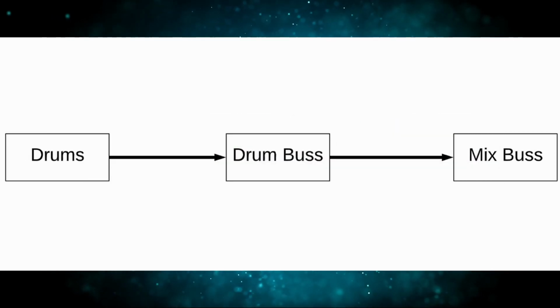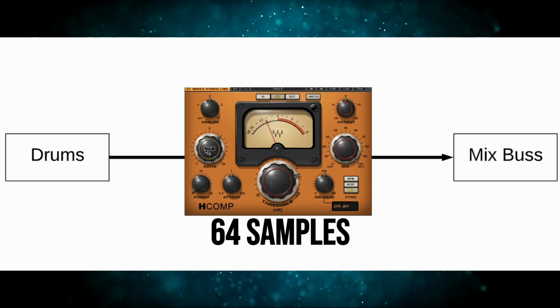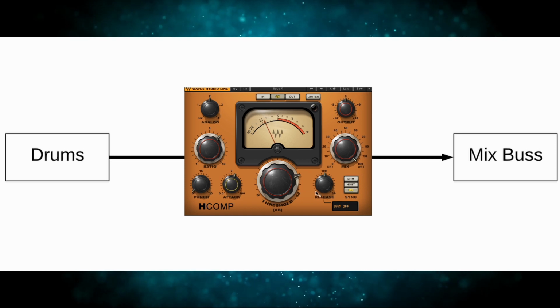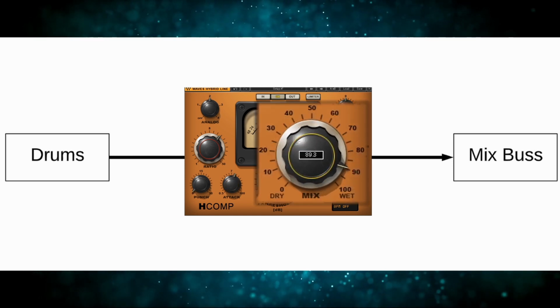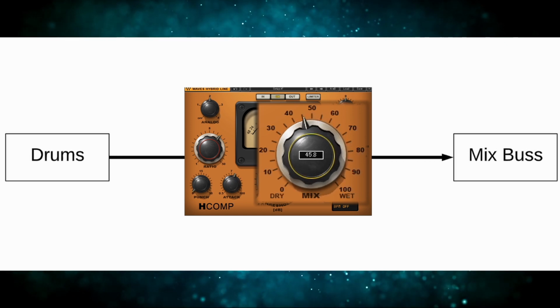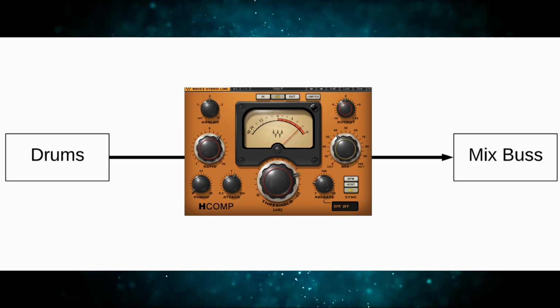In my case, I tend to use HComp by Waves, which adds 64 samples of latency. This is definitely more than I would like, but I get the added benefits of less faders to touch and a wet and dry mix to blend between the clean signal and my compressed signal, so this is a compromise that I am happy to make. One other phase shifting process that I should make you aware of as well is your EQ.